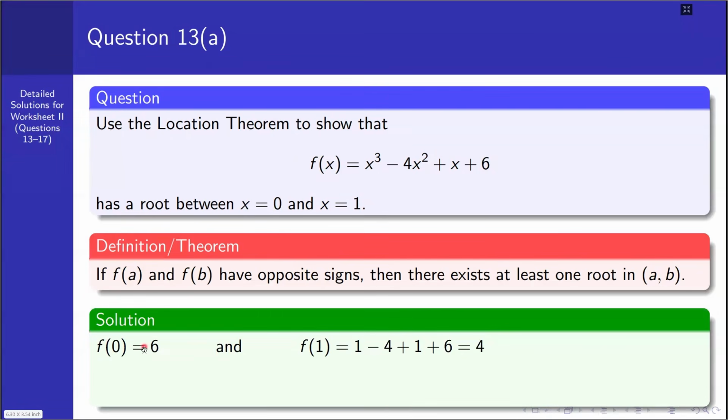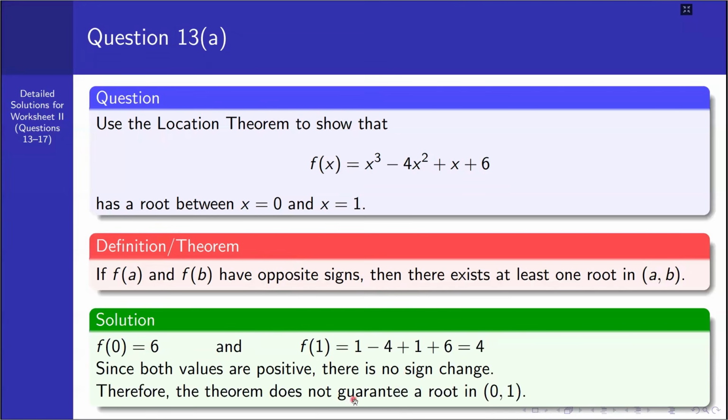So as we clearly observe here, both f of 0 and f of 1 have the same sign, both are positive, so that their product cannot be negative. Therefore, this indicates that since both are positive, there is no sign change. Therefore, the theorem doesn't guarantee a root in 0 to 1.